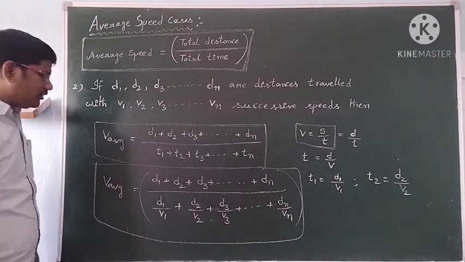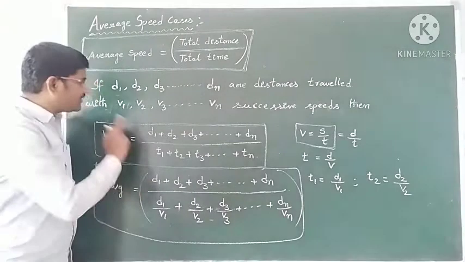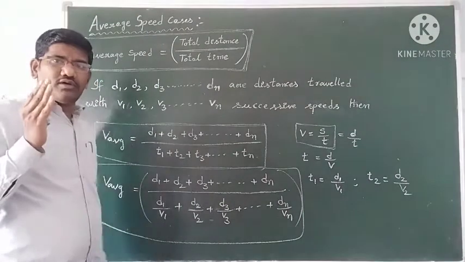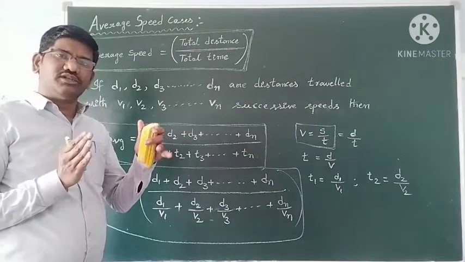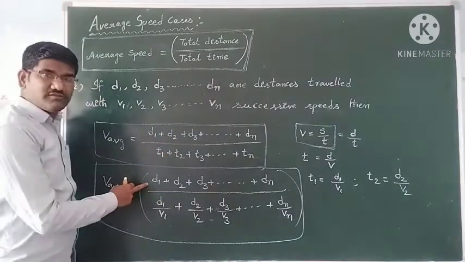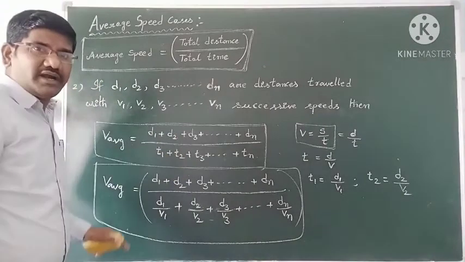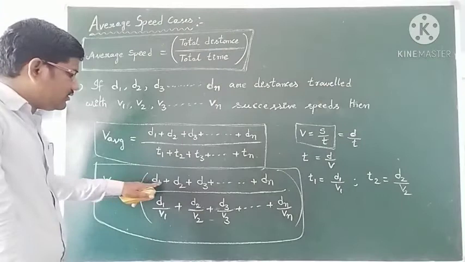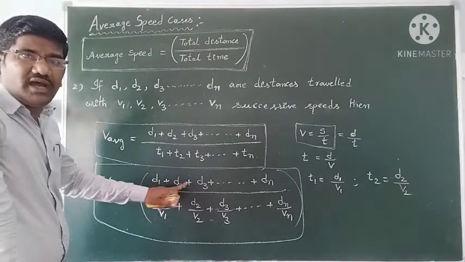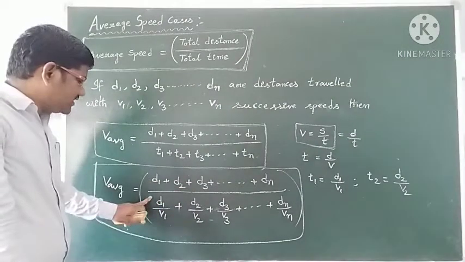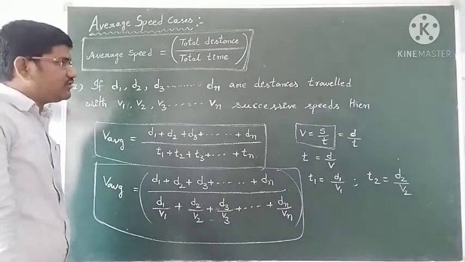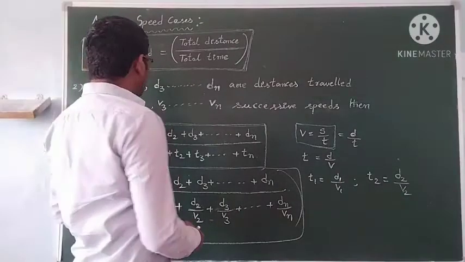If we know different distances and different speeds maintained, then this is the formula we should use. What is that, my dear students? See, D1 plus D2 like this you have. So time is written in terms of D1 and V1. So next one.